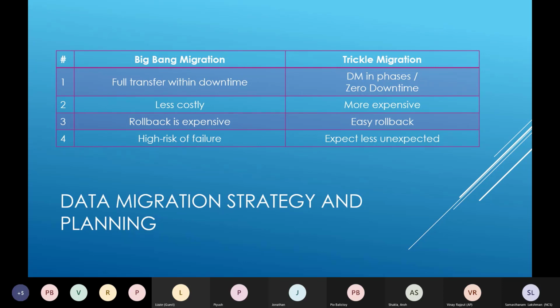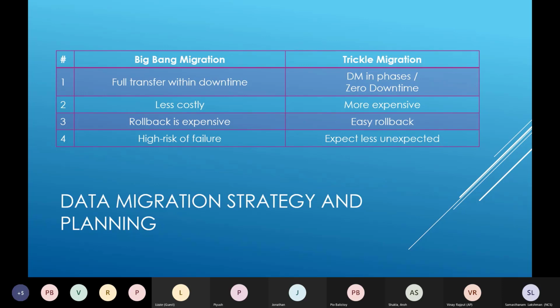One is Big Bang migration, another one is trickle migration. The Big Bang migration is nothing but a full transfer within a downtime. So when you are moving from one environment to another one, it will have an impact on the current running business. You have to bring the system down or you need to plan accordingly. So the Big Bang is one full transfer, it will happen within the downtime. And it is less costly because it is happening in a particular window of time.